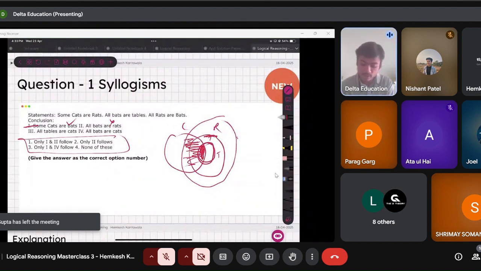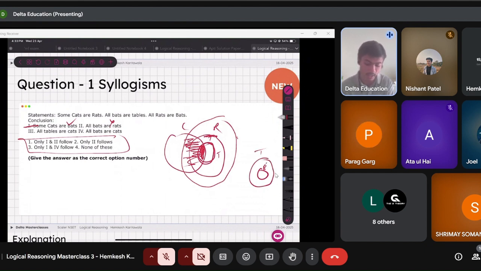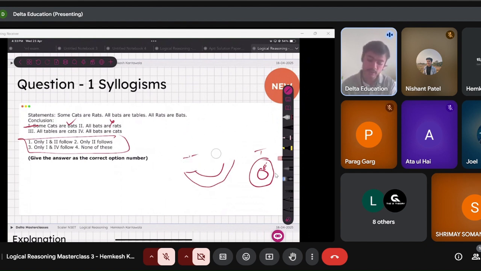All bets are tables. So it would be all bets are tables. So yes, this would be tables. Correct. So this is wrong. So let me draw it again.